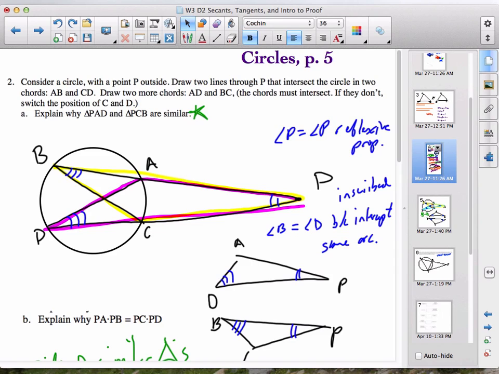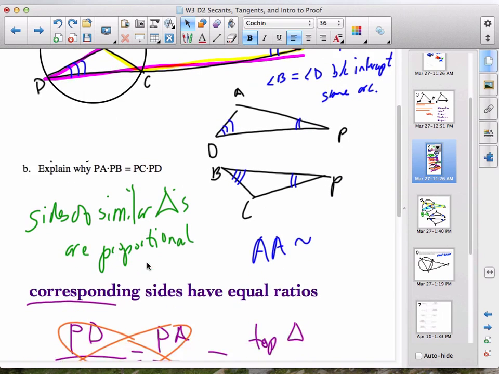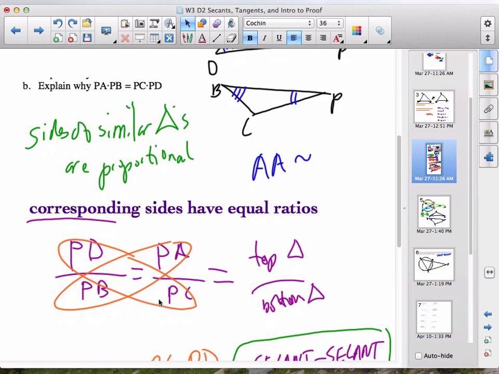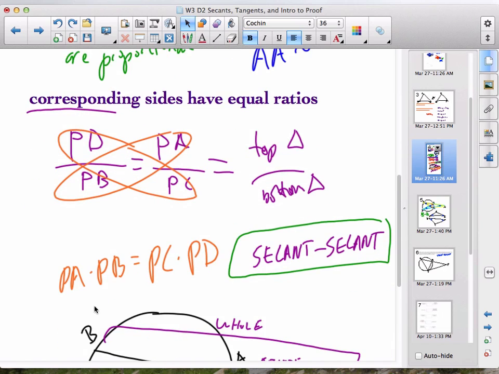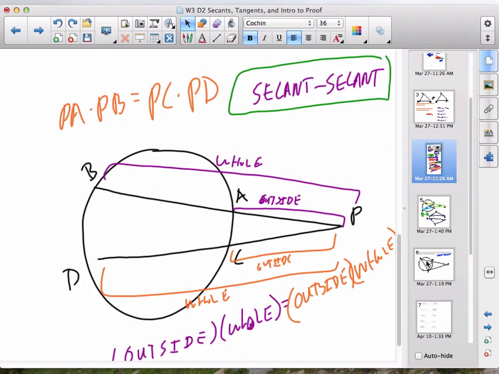So we just looked at what was effectively the secant theorem. We talked about how these two overlapping and similar triangles gave us proportional sides, which could then be rearranged to show that literally the outside of a secant times the whole of a secant equals the outside of another secant times the whole of the other secant. I'm seeing all the nods. Good. So now I want to look at number 3.